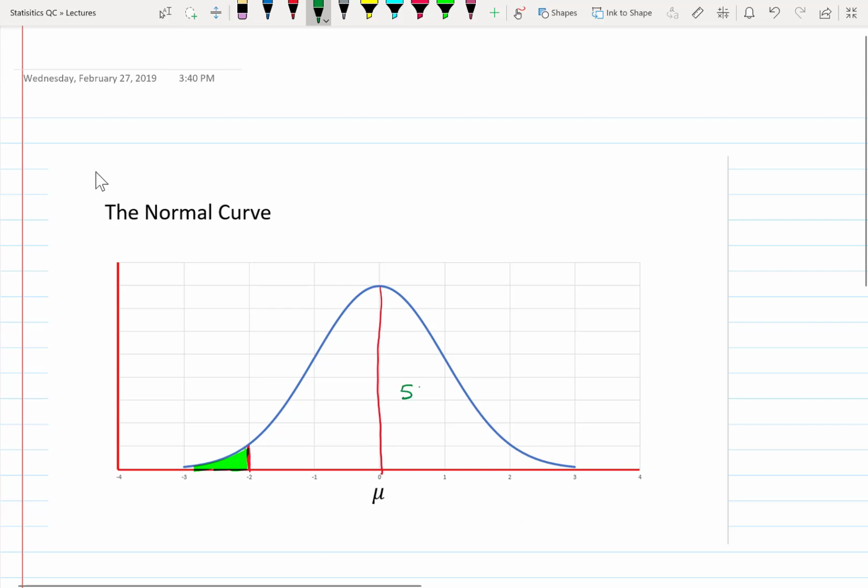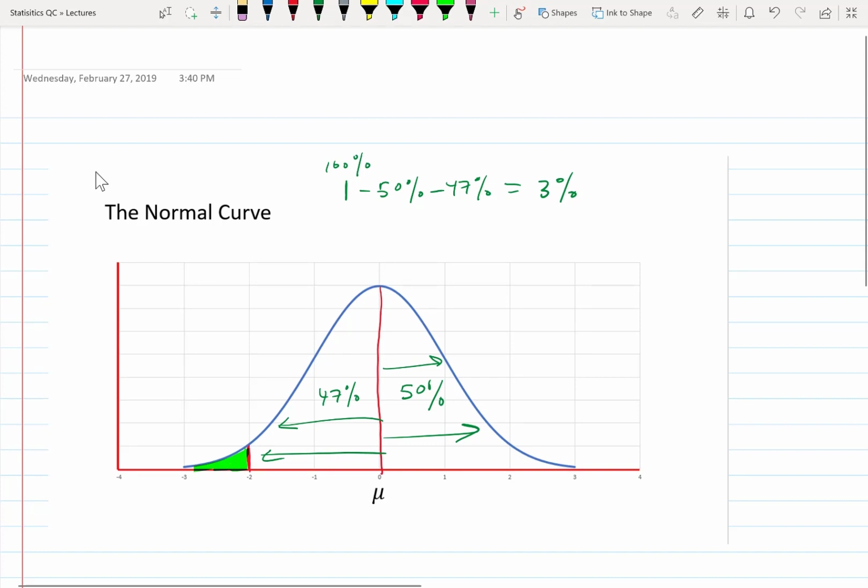50% of the scores are in this area over here. 47% of the scores are in this area over here. So we have a total area of 1 minus 50% minus 47%, and that is going to leave us with 3%. This 1 here is, of course, the same as 100%. Okay, so these are some fairly easy problems. I've got a problem for you now which is a good deal more tricky.